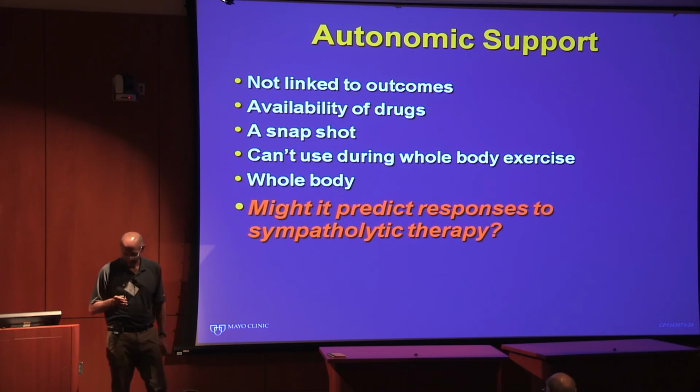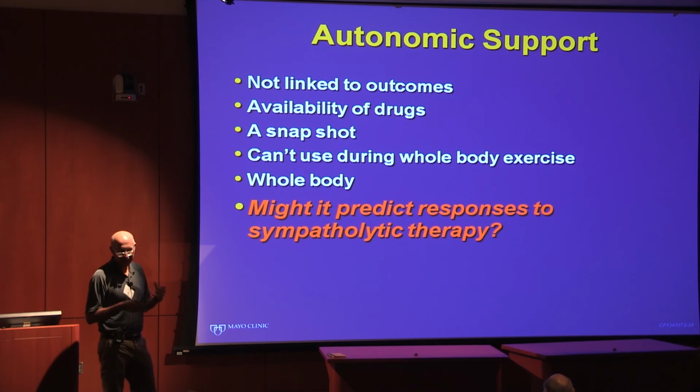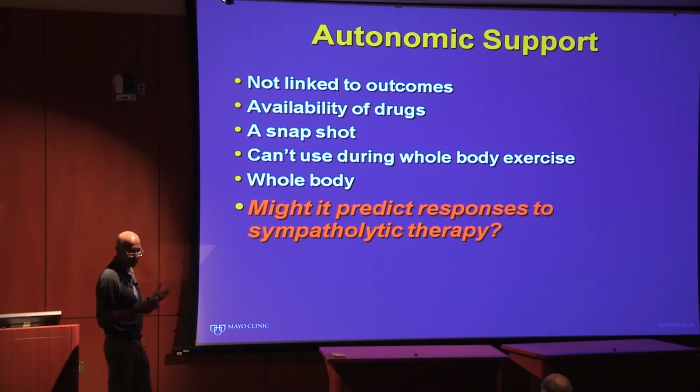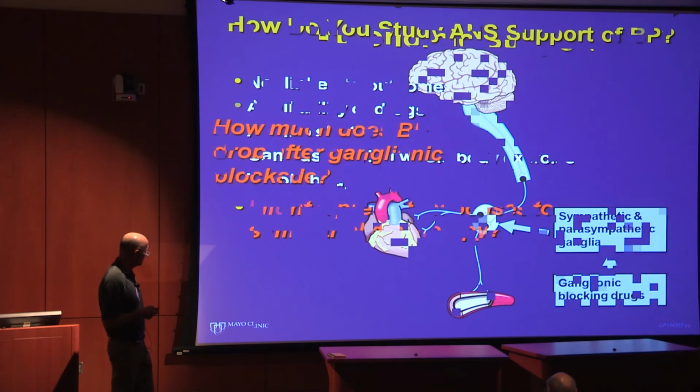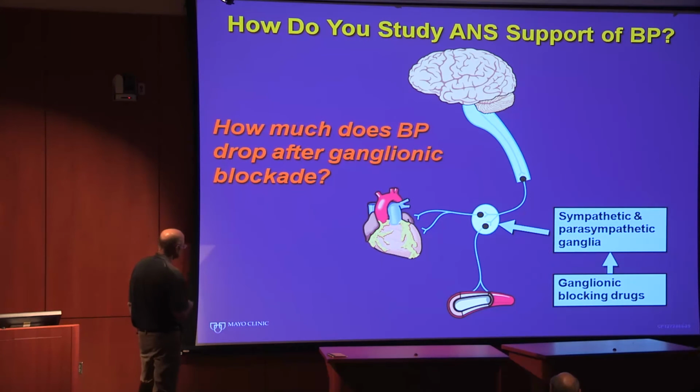And it's in a safe, and I got permission from the FDA and our clinical chemist revalidated it and so forth and so on. You can't use it during whole body exercise because if people stand up when they have autonomic blockade, they fall down. It is a whole body measurement, and I think it might predict some response to sympatholytic therapies.